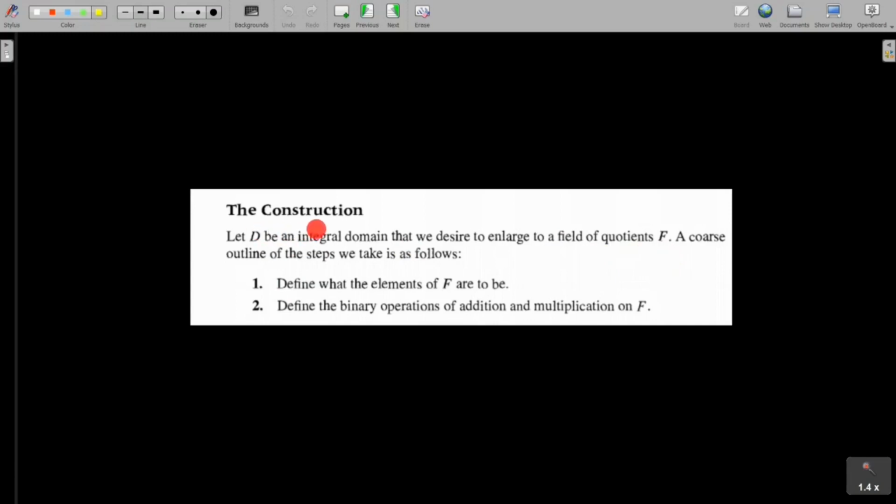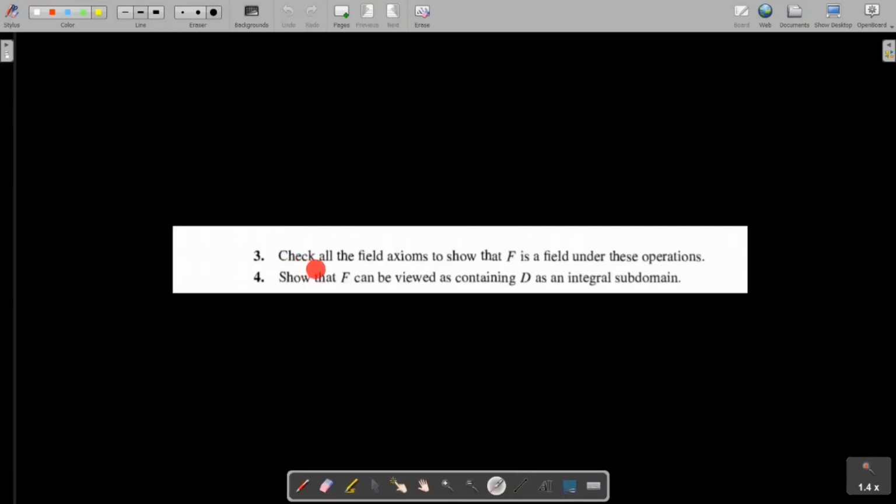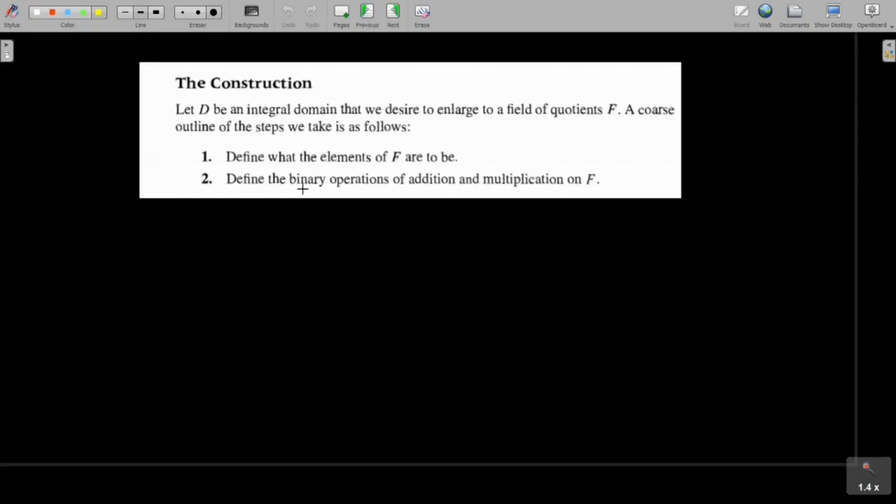And the construction includes 4 steps. First step is we have to define the elements of F. And second step, we have to define the binary operations of addition and multiplication on F. And in the third step, we have to check all the field axioms to show that F is a field under these operations. And finally, we have to show that F can be viewed as containing D as an integral domain. In the last class, we discussed the first 2 steps.